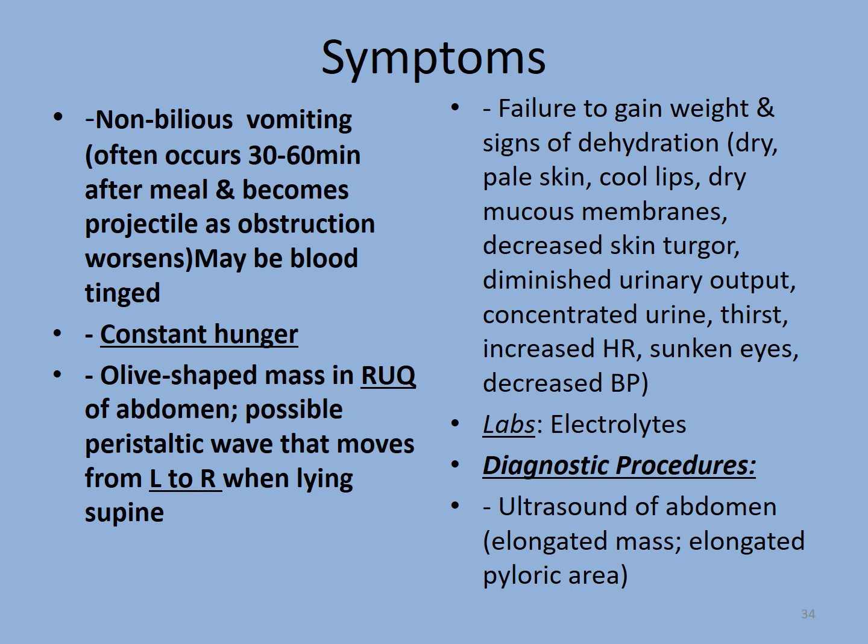Sometimes their throat gets irritated, and there might be some blood tinged. These babies cry all the time because they throw it all up and they're constantly hungry. We can actually lay the baby on his back and see an olive-shaped mass move in the right upper quadrant from left to right. It's pretty cool.